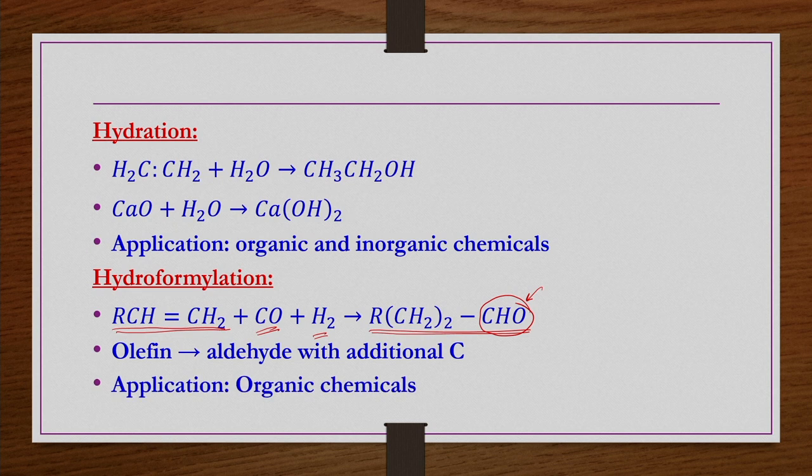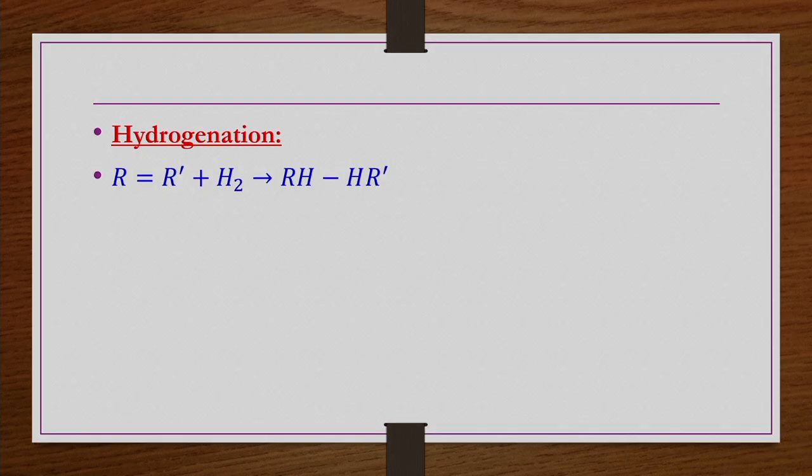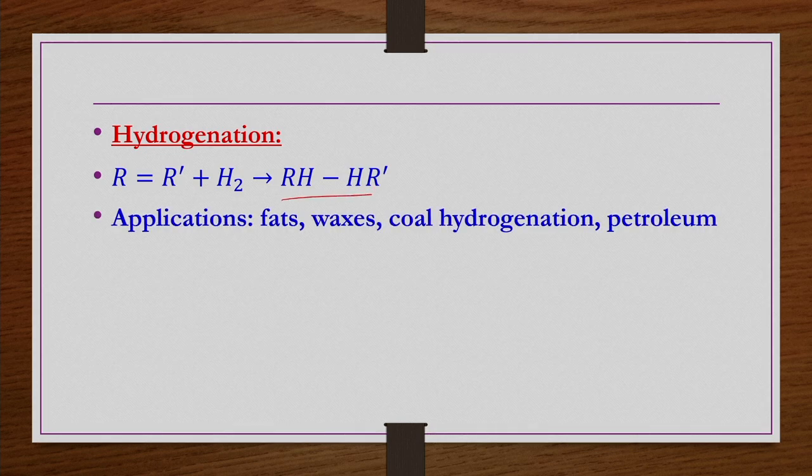And then aldehydes are often common in many of the organic chemicals. Hydrogenation means adding of the hydrogen. Dehydrogenation is removing the hydrogen. Hydrogenation is adding the hydrogen to a component. Let us say R double bond R', if you are reacting with H2, then you can get RH, HR'. Applications include fats, waxes, coal hydrogenation, petroleum, etc.